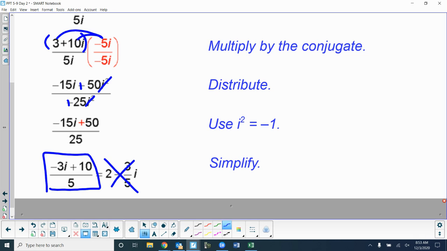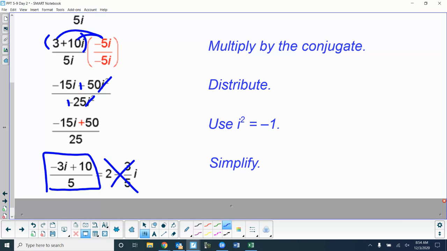Okay? So when there's an i in the denominator, we're going to multiply the top and the bottom of the fraction by the complex conjugate. Okay? And we're going to simplify it. When we see the i squareds, we're changing the sign in front of the number, right? We're going to get rid of it, because remember, i squared equals -1.